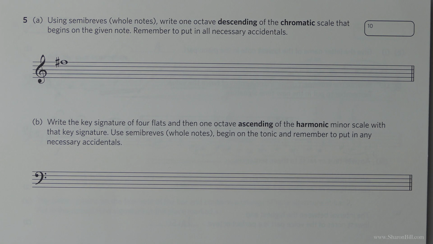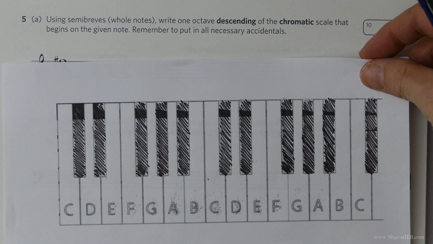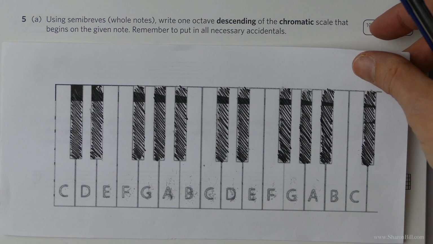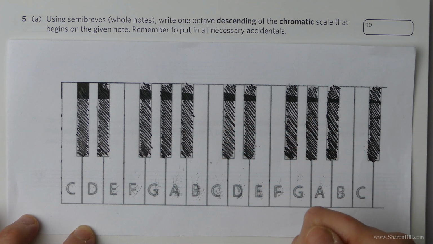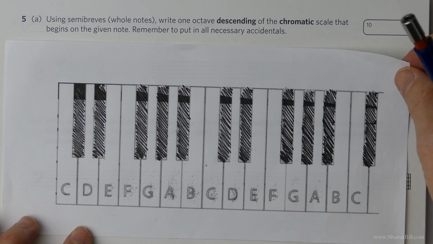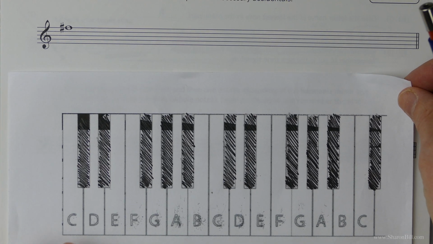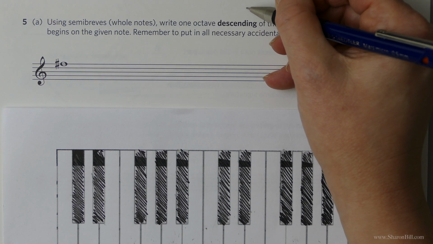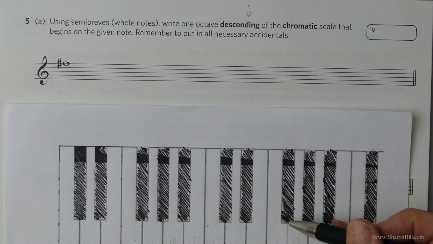And I do suggest that even if you don't play piano, you do have a sketch of a piano keyboard. It doesn't have to be a marvellous work of art, but just a visual aid to help you to see those semitones easily rather than trying to hold it all in your brain, and that's where mistakes can easily happen. And so we're going to be writing a descending chromatic scale, coming downwards, and we're starting on the note F sharp.